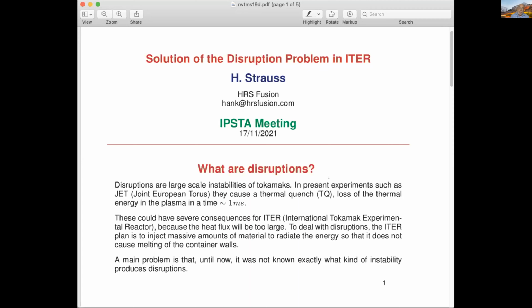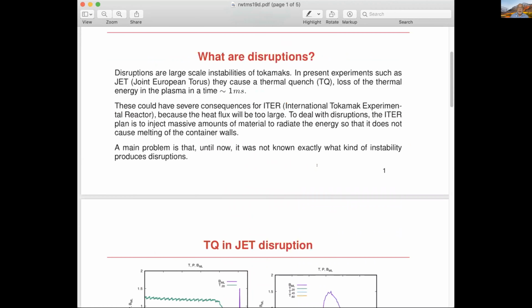and it's not a problem in JET, but if it's scaled up to this large ITER experiment, which is much larger and going to be much higher power, then it'll produce too large of a heat flux. And so to deal with this disruption problem, they have a plan in ITER to inject massive amounts of material to radiate the energy so it doesn't cause melting of structures surrounding the plasma. But a strange problem is that even though this disruption's been known for a long time, they still never quite figured out what it exactly is that's producing the disruption. So that's my topic here.